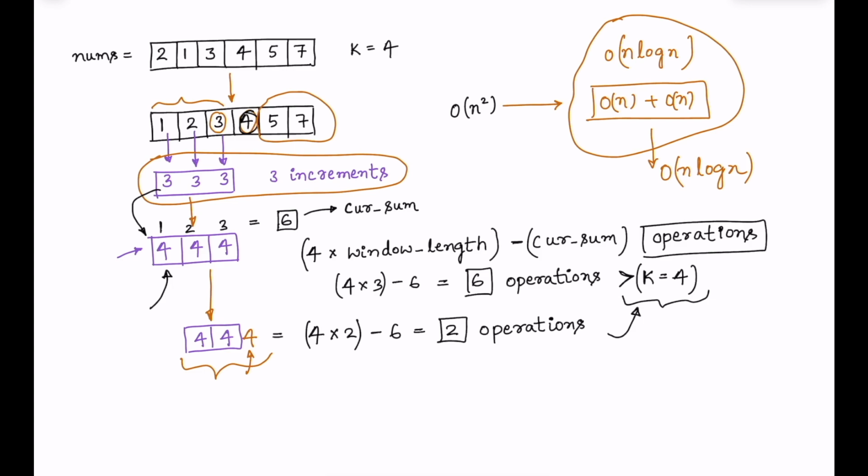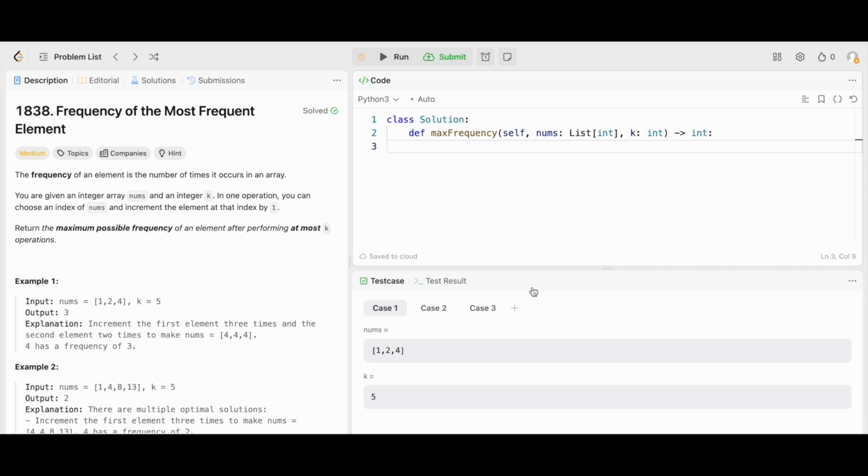Let's write the code for this. First, we sort the input array, nums.sort. Next, for each integer in the sorted array, we check what's the maximum possible frequency after performing at most k operations. As discussed before, we also try to maintain a sliding window that ends at the current integer. So for end in range length of nums.